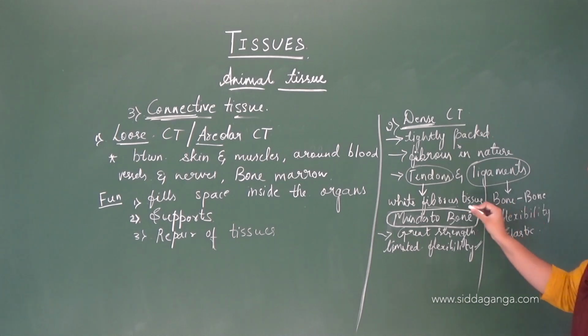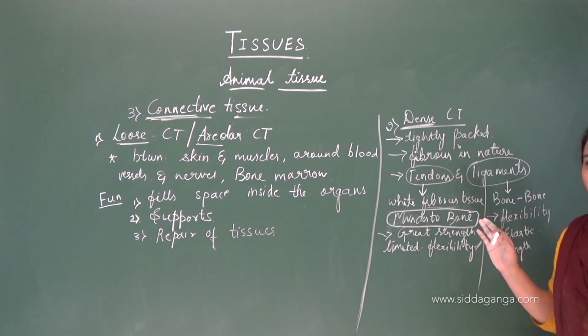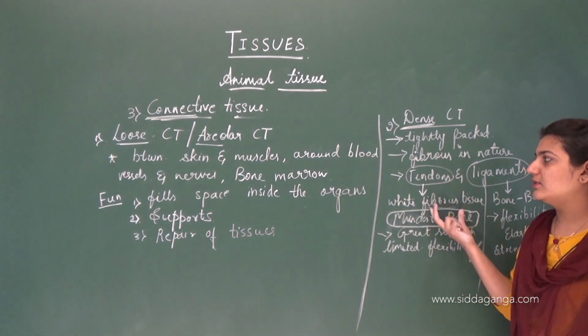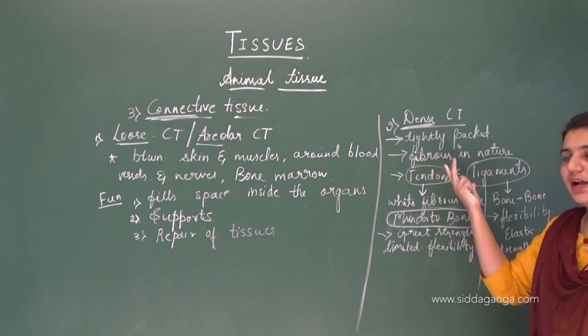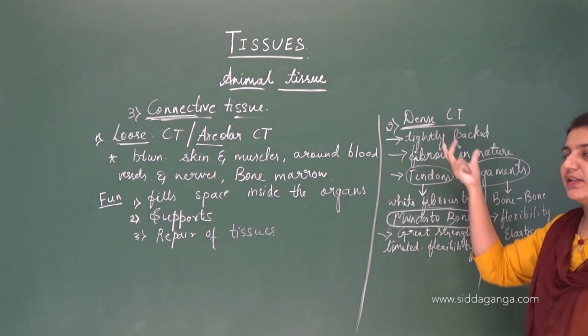Both these tendons and ligaments have great strength. Remember these terms. In dense connective tissue, the cells are tightly packed, hence the name dense. These are fibrous in nature, and majorly there are two, tendons and ligaments. These form dense connective tissue.